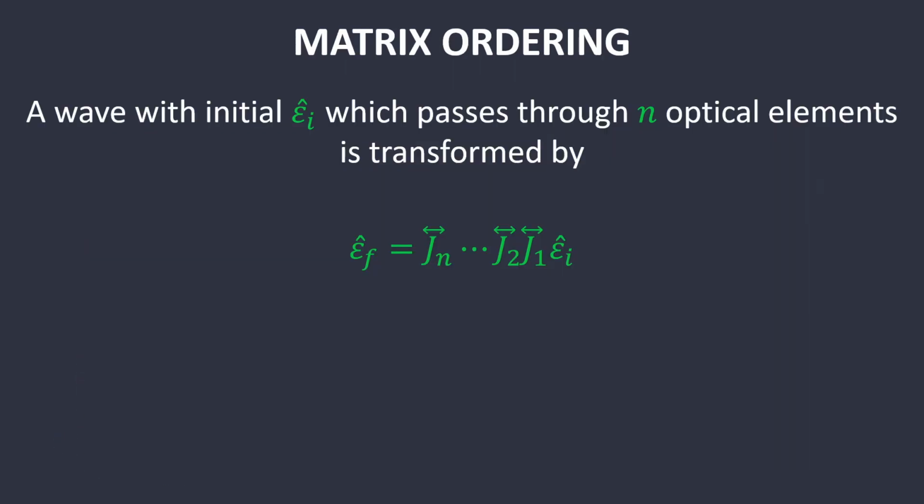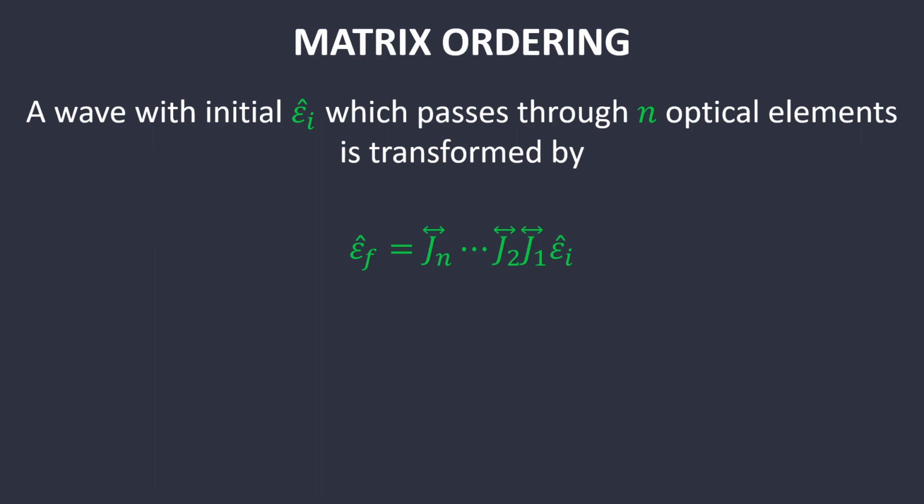Suppose you have an initial polarization, which then passes through n optical elements, so it could go through n different things. Then the Jones representation of this would just be the initial polarization operated on first by the first element it passes through, then the second, up to the n. And here, ordering does matter, because it's matrix multiplication.